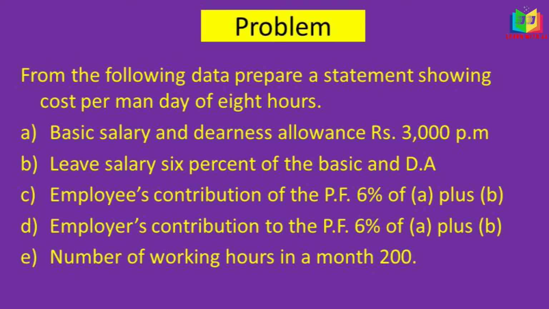And next, employer contribution to the PF, 6% of A plus B. Similarly, the employer contribution is also to be calculated based on the basic salary, dearness allowance and leave salary. The number of working hours in a month is 200. Now we'll see how to work out this problem.